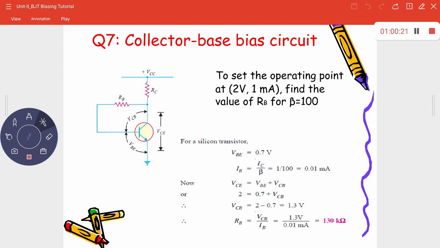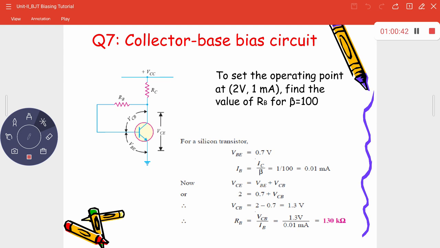For an NPN transistor, the collector side has more voltage than the base P side, so VCB is positive, 1.3 volt. What is the collector current? The collector current is 1 milliampere. What is the base current? 0.01 milliampere. So 1.3 volt by 0.01 milliampere, 130 kilo-ohms.